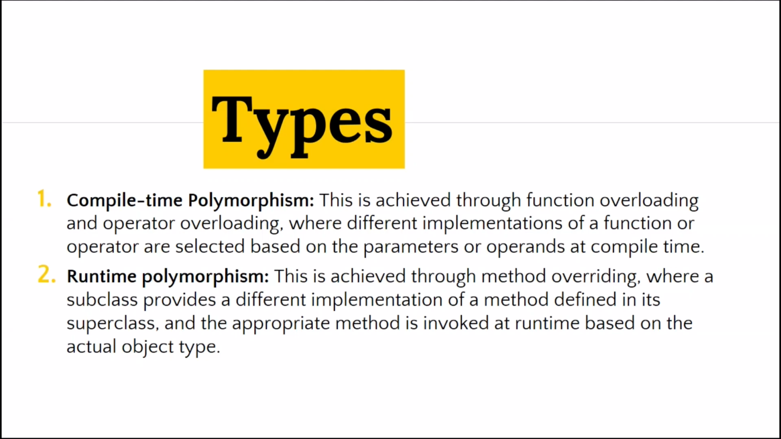On the other hand, runtime polymorphism is achieved through method overriding and is closely tied to inheritance. Method overriding enables a subclass to provide a different implementation of a method that is already defined in its superclass. During runtime, the method to be executed is determined by the actual type of the object rather than its reference type, allowing for dynamic and flexible behavior.